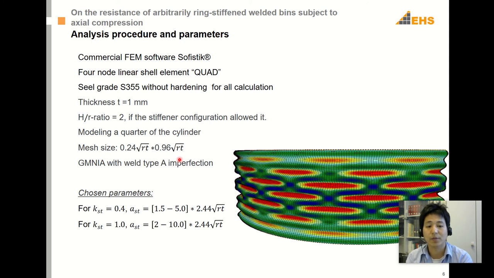In total, we made more than 3,000 numerical simulations, and we considered a lot of combinations of different parameters. For example, here we defined two different ring parameters, and then we changed the stiffener spacing again with different values.